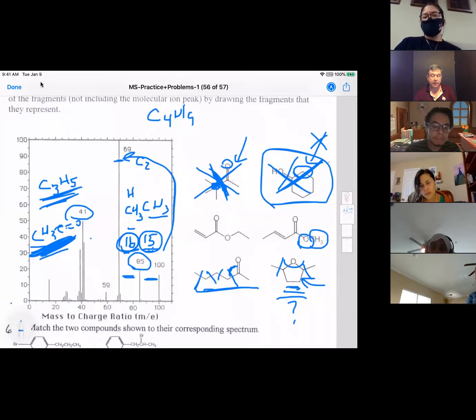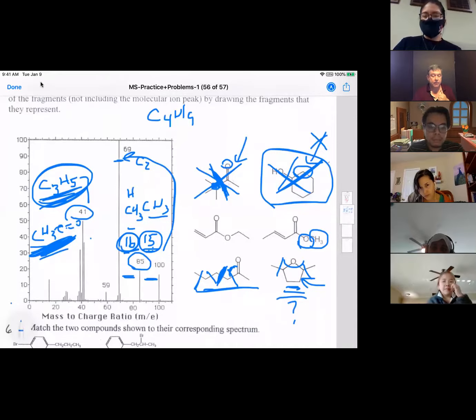So that's a maybe, but the most stable fragment for this would be this bigger fragment, which would be the C3H5. And we see that in our 41. So that's a maybe. In fact, this fragment and this fragment are both broken out of that.